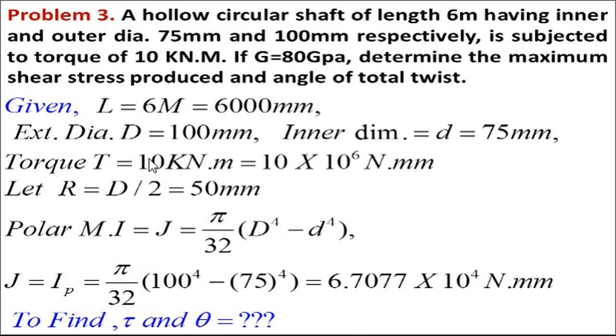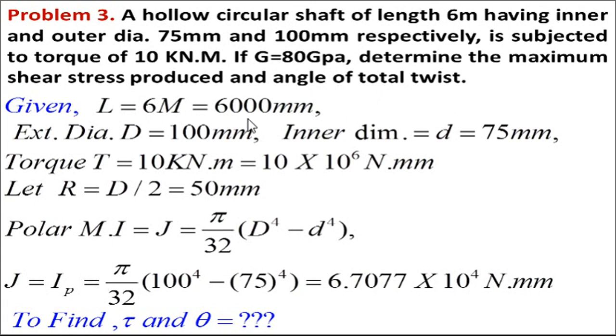Now see the last example, number 3. A hollow circular shaft of length 6 meter having inner and outer diameters of 75 and 100 mm, subjected to torque of 10 kN meter. If G is 80 GPa, determine the maximum shear stress produced and angle of twist. So first of all write down the given things.